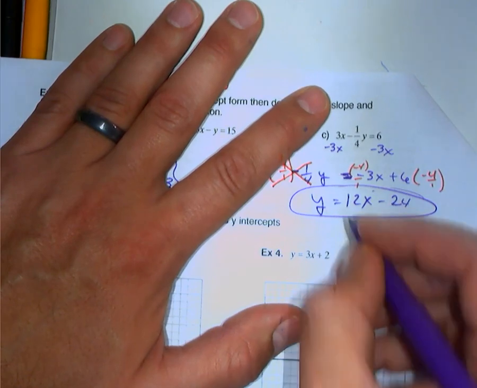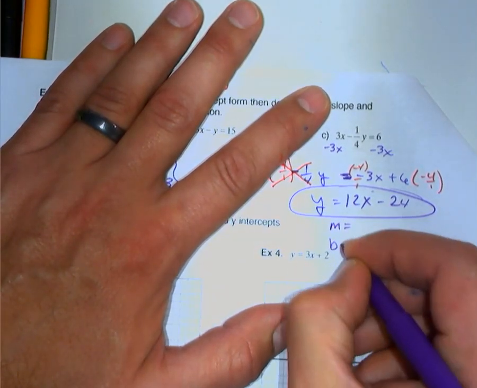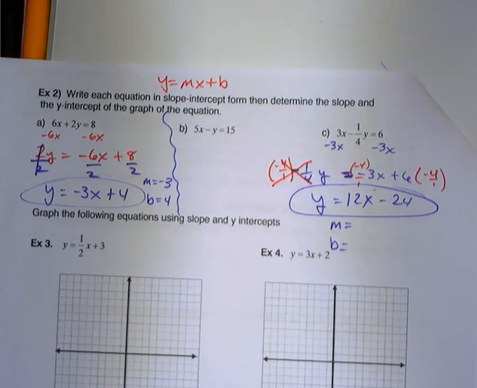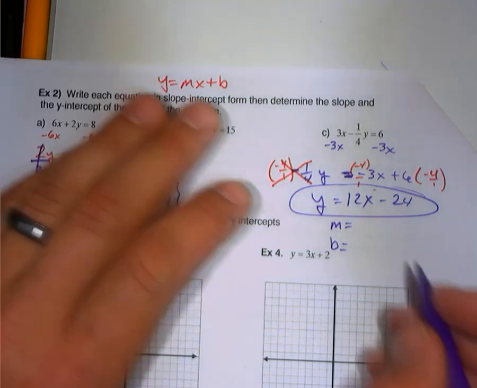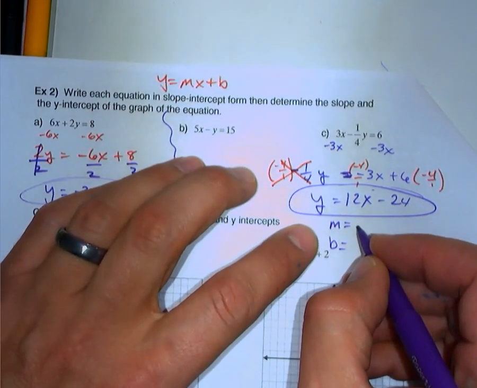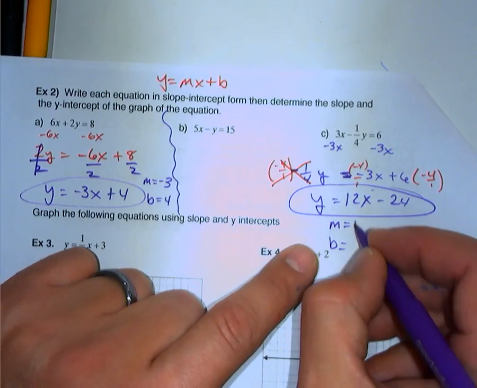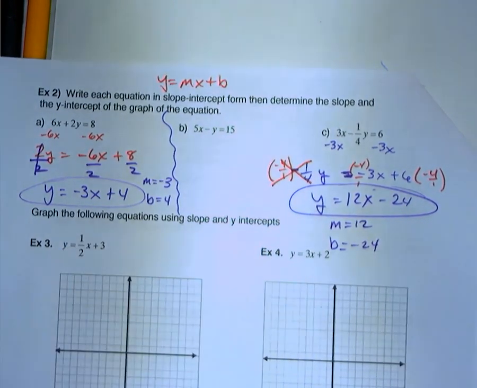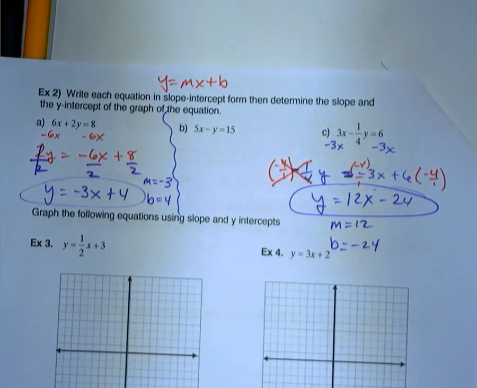Okay, so now I should be able to pick out my m and b. We put it into something that looked kind of like standard form. We got it into y equals mx plus b form so that we can pick out our m and our b, our slope and our y-intercept. What's our m? What's our b? Gina, what's m? It's 12. Yep. What's b? Negative 24. Awesome. Fantastic. You guys have any questions with that?